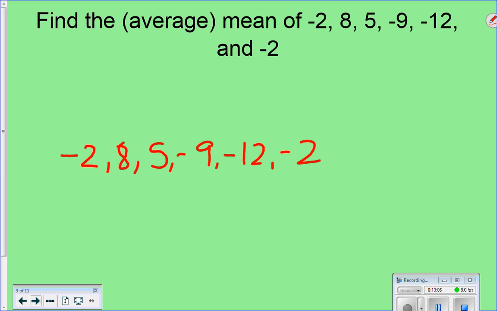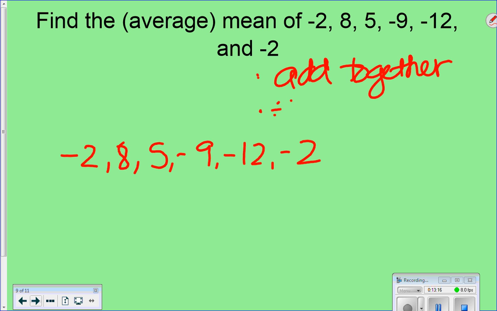So do we need to write that in your notebook? Maybe? Add together, and then divide by number of numbers, I guess. That makes sense?